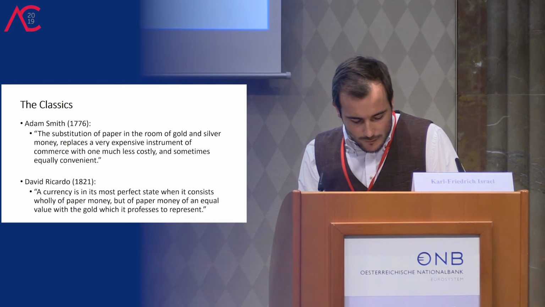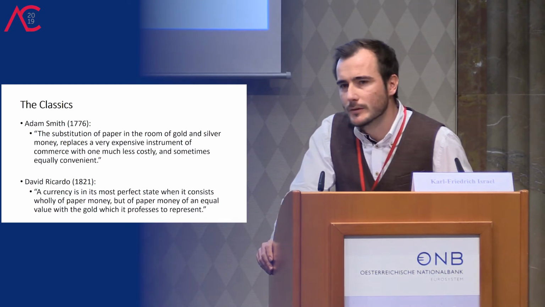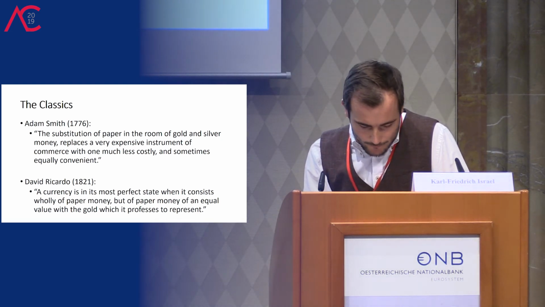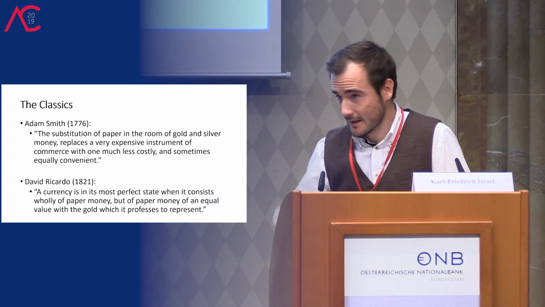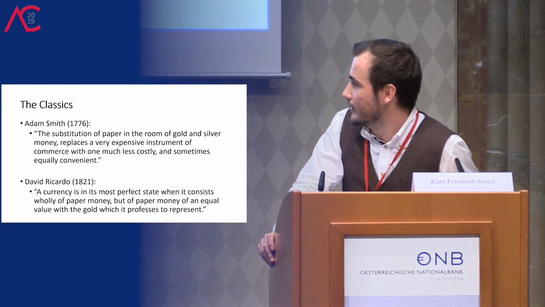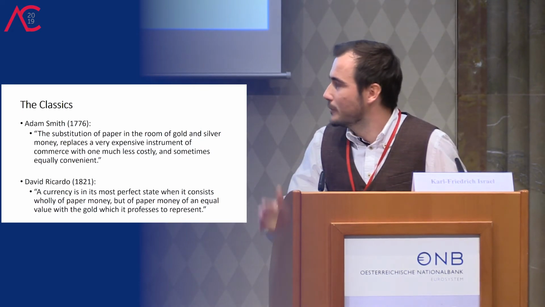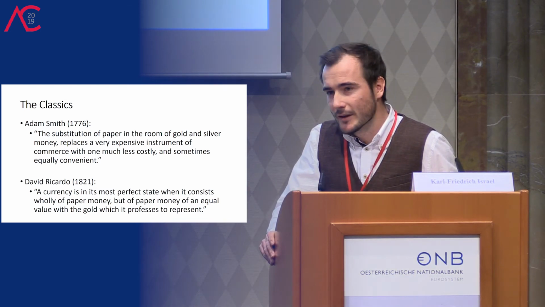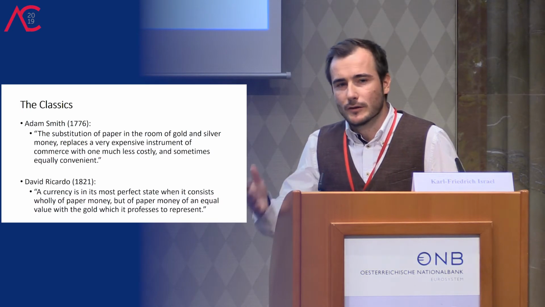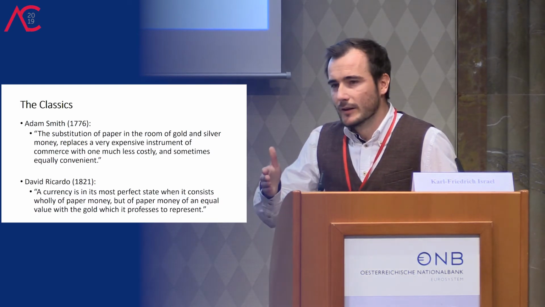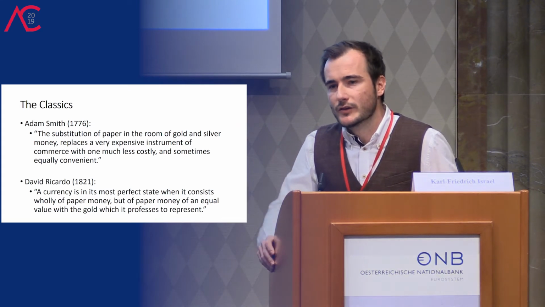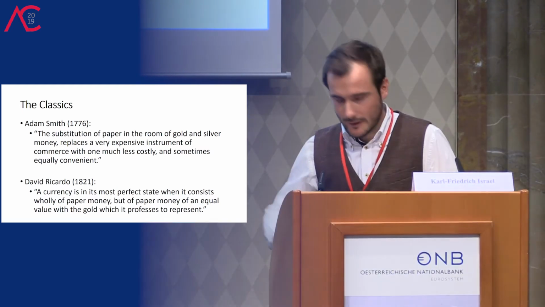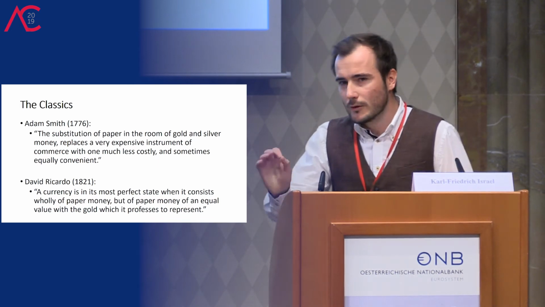And then the argument is more explicit even in David Ricardo's Principles, where he says that a currency is in its most perfect state when it consists entirely of paper. But, and this is an important addition, paper that is of equal value as the gold or the genuine money that it purports to replace. So the idea was that you have paper instead of gold or silver, but it would be managed ideally in such a way as the gold standard would work. So the argument is really not about monetary policy and monetary expansion specifically, but purely about the costs.